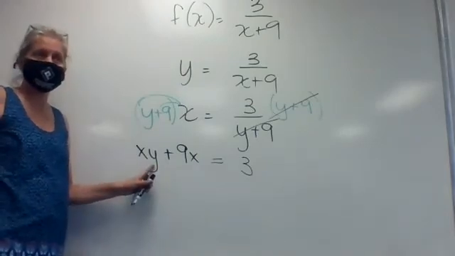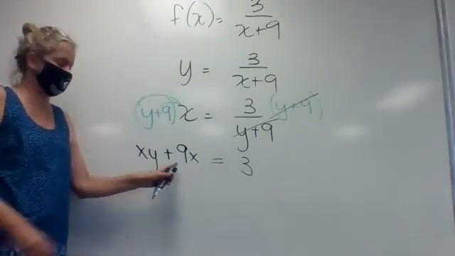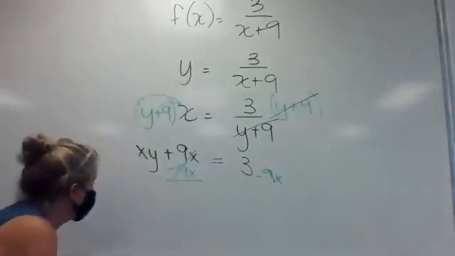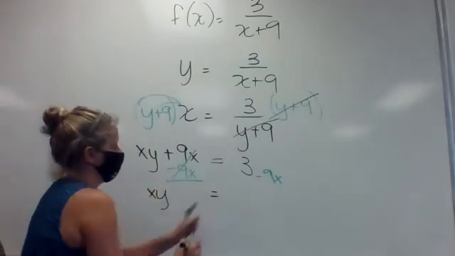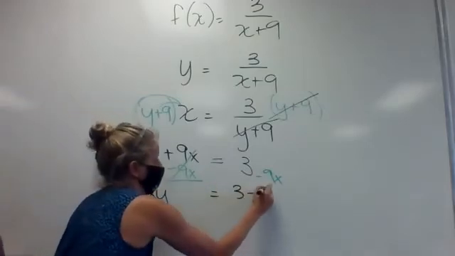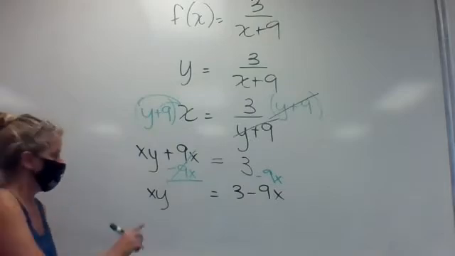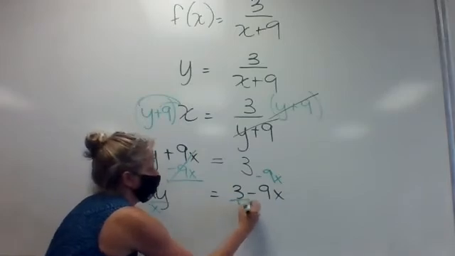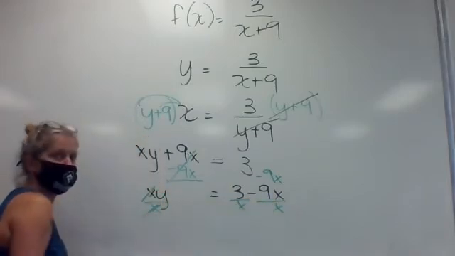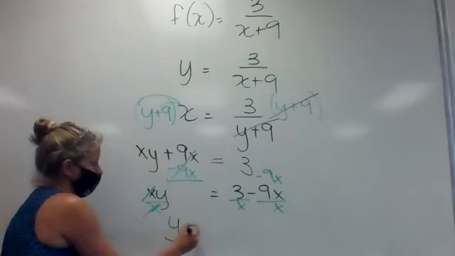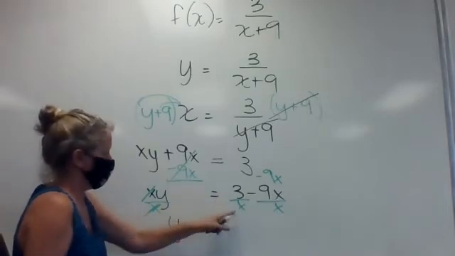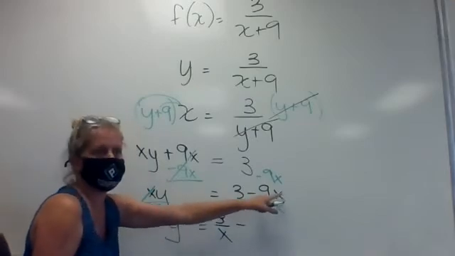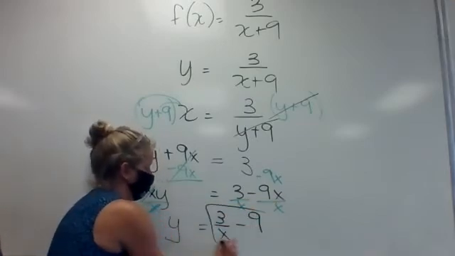Here's what I want by itself. Get rid of this. So minus 9x on both sides. Almost there. I still have xy equals. Can't put those together. So I have 3 minus 9x. The last thing I need to get rid of is that x that's hooked on, which means I'm going to divide by it. I'm going to divide everything on both sides by x. So there's my y all by itself like I want. I can't do anything with 3 over x. Minus, but these x's do cancel, right? So I'm just left with 3 over x minus 9.